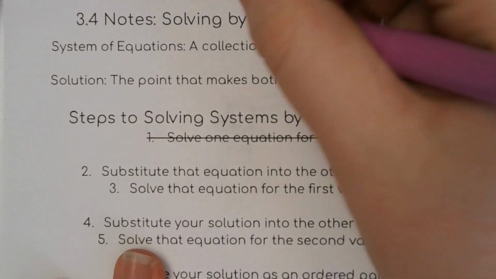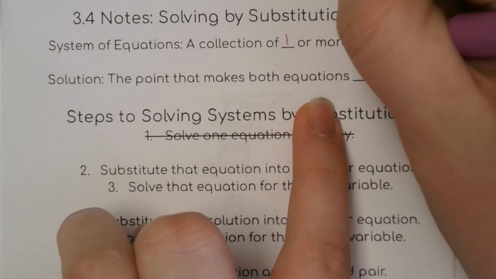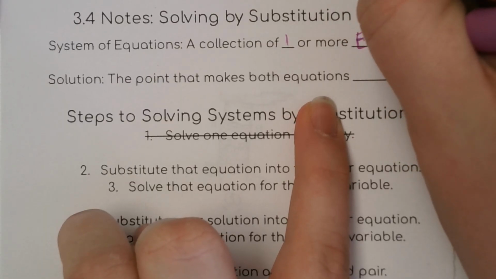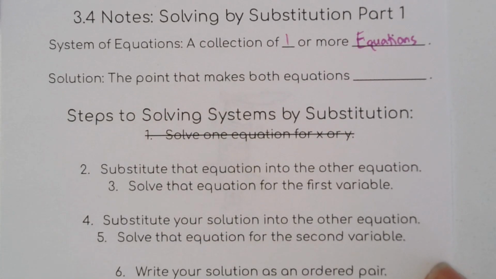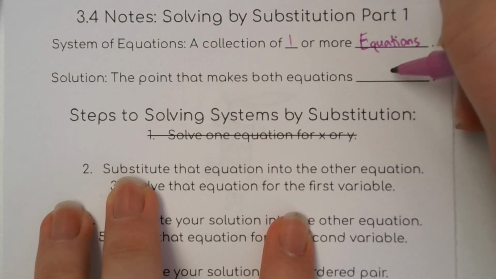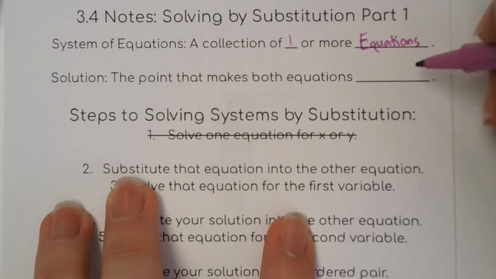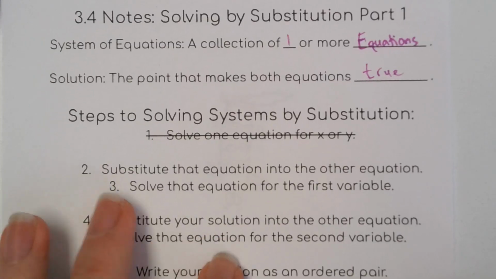Alright, so systems of equations, a collection of one or more equations. Okay, the solution is the point that makes both equations what? We have done it on every single top part. Starts with a T.